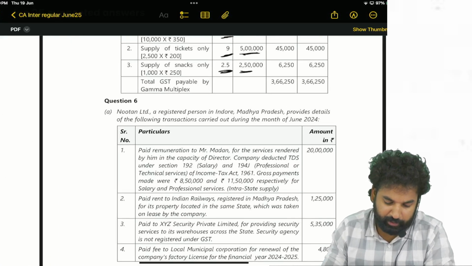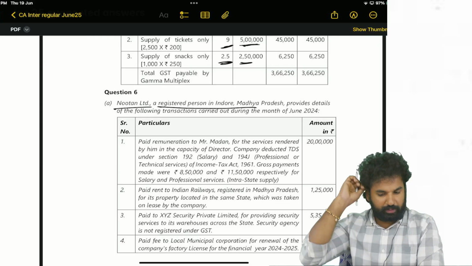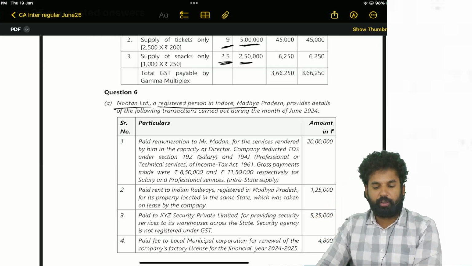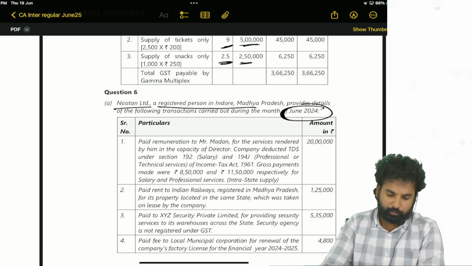Right, next, Notan Limited, registered person in Indore, Madhya Pradesh, provides the details of the following transactions carried out during the month of June 2024.